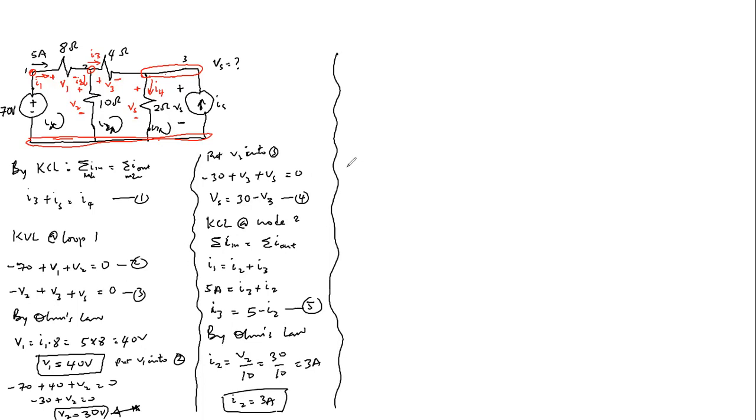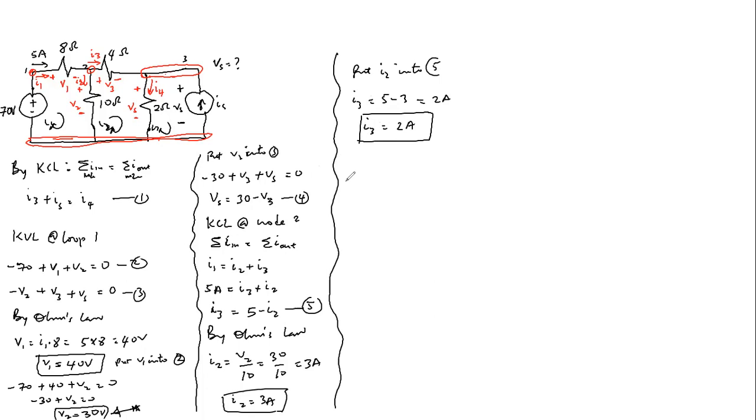So now put I2 into equation 5, so that will give us I3 for the 5 minus 3, which gives us 2 ampere. So I3 is equal to 2 ampere.